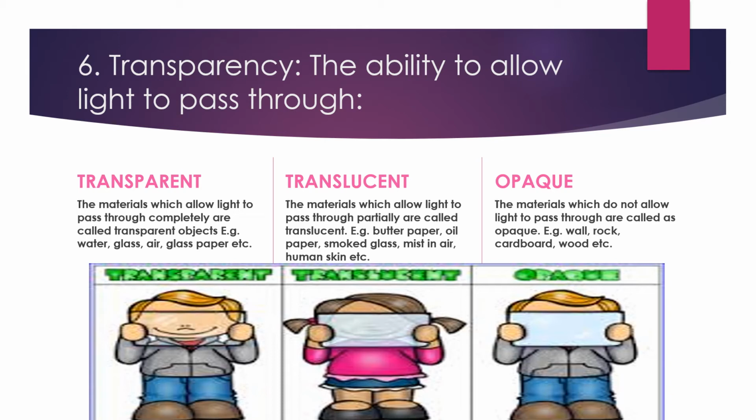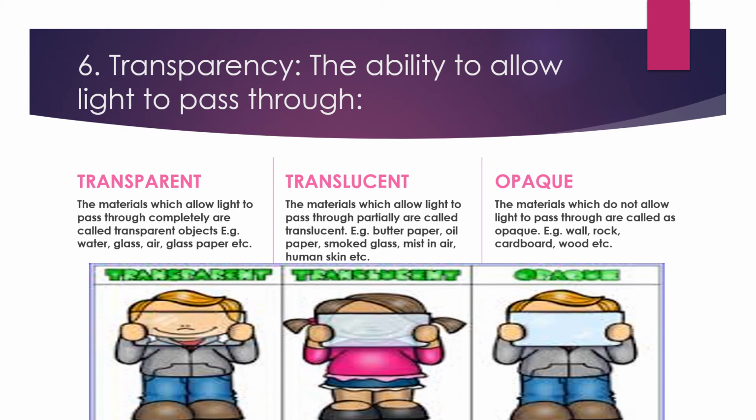Mist in air. That is early morning when you get up, there may be fog or mist in air, which makes visibility very less. Human skin. When you put a torch below your hand in a dark room, you can see the red glow passing through, and this makes your skin translucent. That is, it allows light to pass through partially.